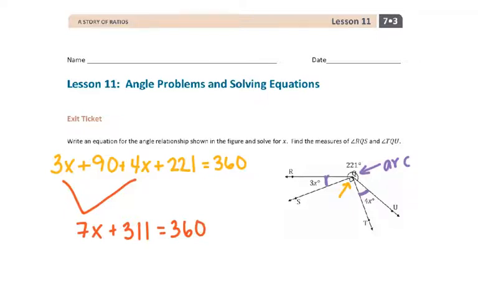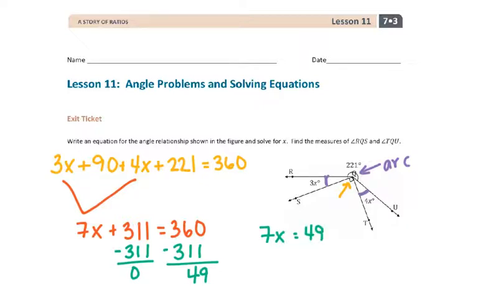Now, I'm trying to get x all by itself. So my first step in solving this problem is to do the opposite of whatever's happening to that 311 on the left side of my equation. Right now that 311 is positive, so I'm going to subtract that 311 from both sides of my equation because subtraction is the opposite of addition. When I subtract 311 from 360, I get 49. So I'm going to rewrite my equation so that I know what I have left. I am left with 7x equals 49.